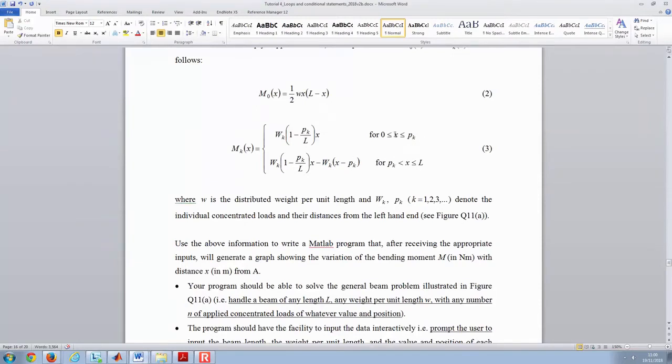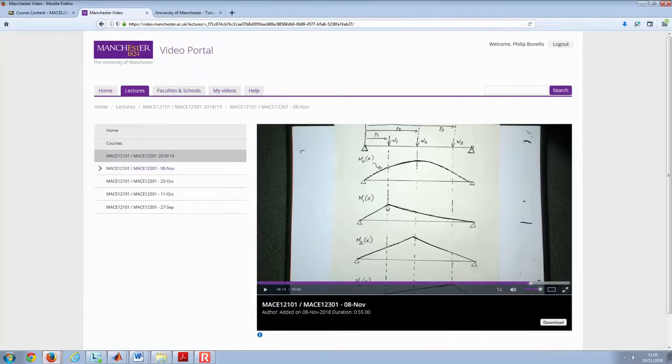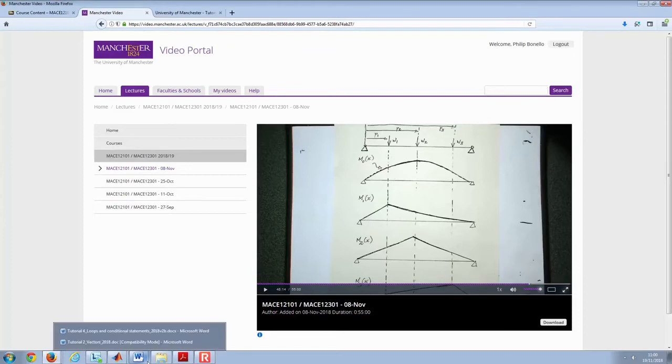For positions that are to the left of the load, you have this bending moment distribution. For positions that are to the right of the load, you have this. So the bending moment distribution of wk is in two parts, as you well know. If you look at the video, you can see it. One part to the left of the load, another part to the right of the load. And these two parts are described by different equations. Now, what I need to do is to split the vector of x coordinates. I need to split it.